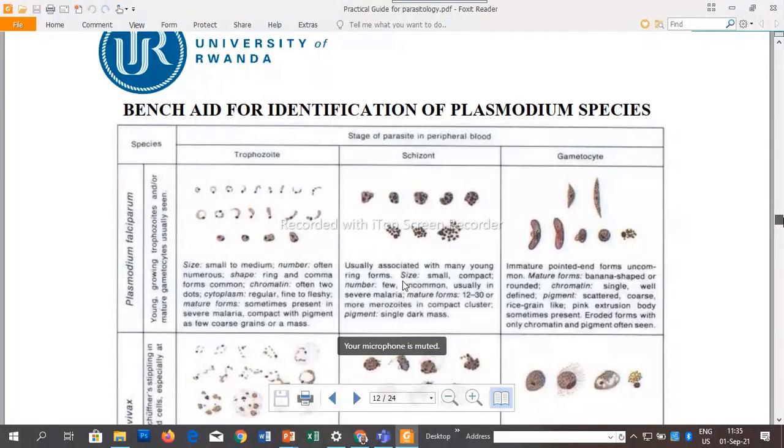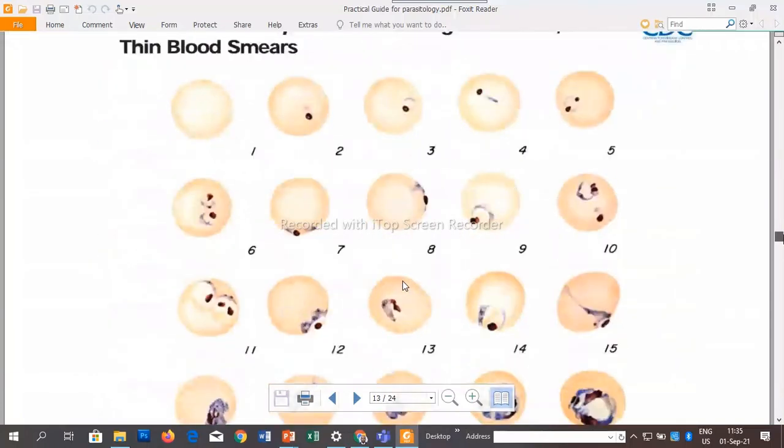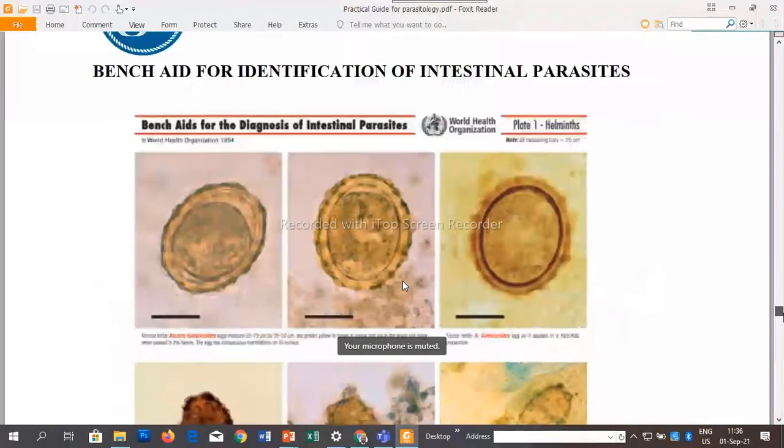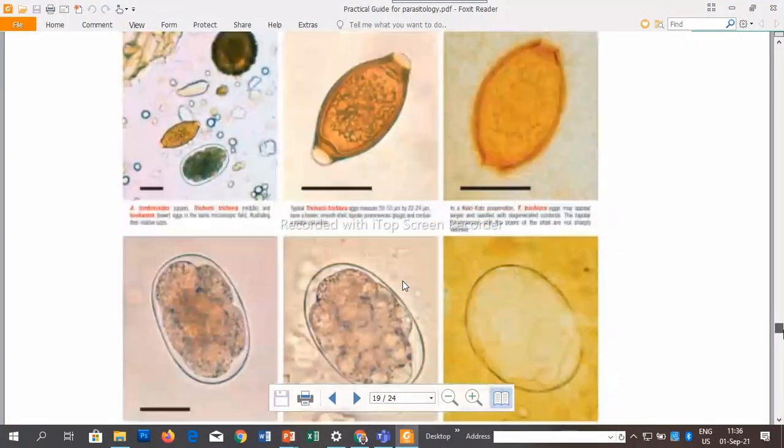And also the diagnostic stages of malaria parasite. Those are malaria parasites. We'll see this tomorrow, not today. Those are the parasites that we will see.